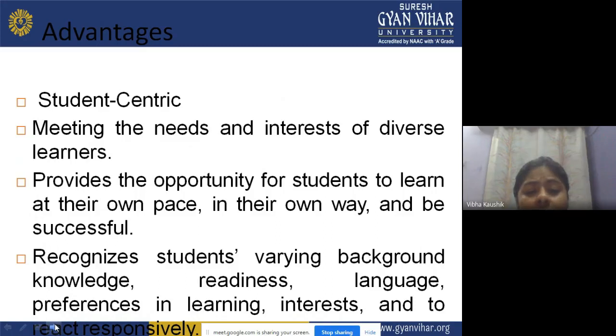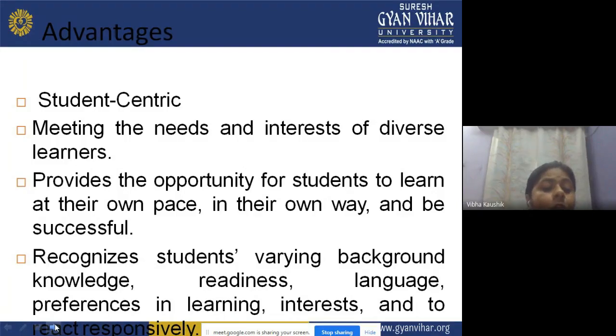It provides the opportunity for students to learn at their own pace. What does it mean, at their own pace? When they want to learn, how much time they want to learn. So individualized instruction gives students the opportunity to learn at their pace, in their own way, how they want to learn.